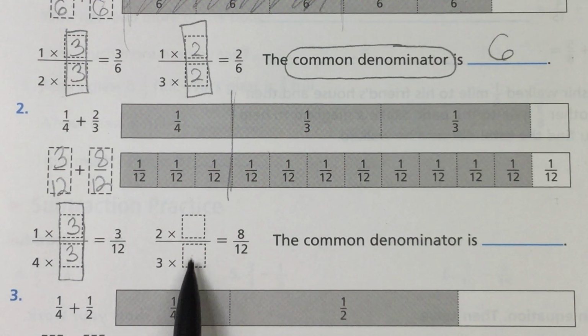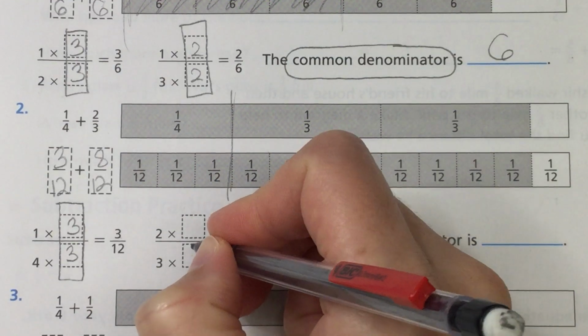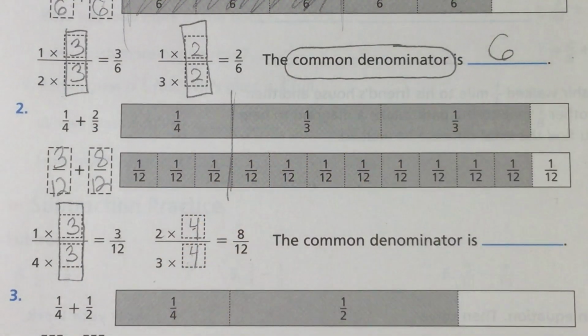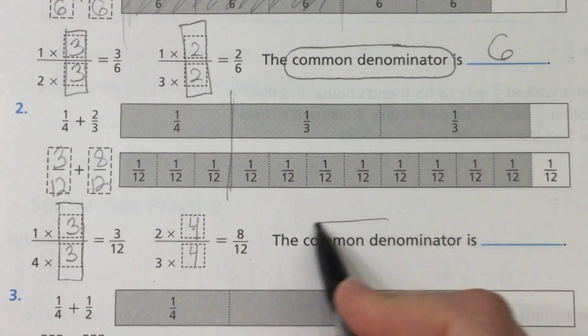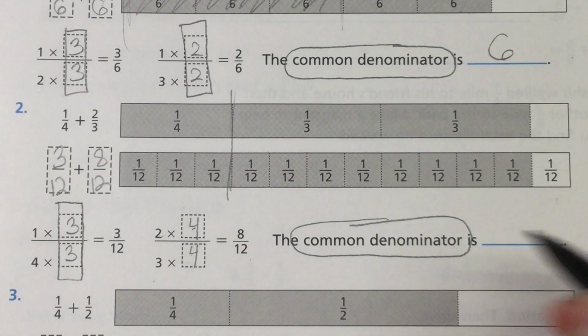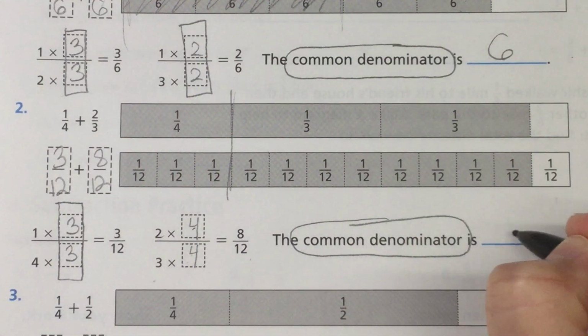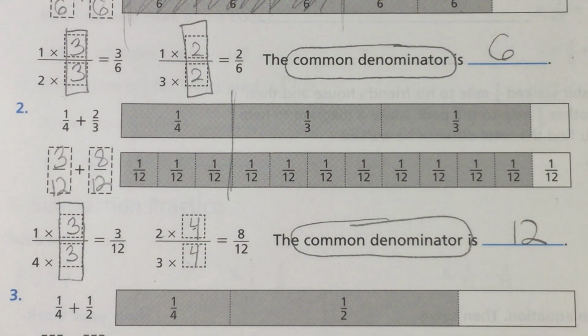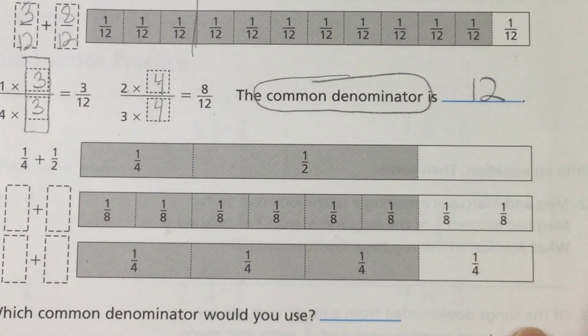What's our multiplier going to be here? What's our magic one going to be here? 4, because 3 times 4 equals 12, and 2 times 4 equals 8. And the common denominator is 12. Very good, because both new fractions have 12 in the bottom. Alrighty, you can do the next one down below on your own.